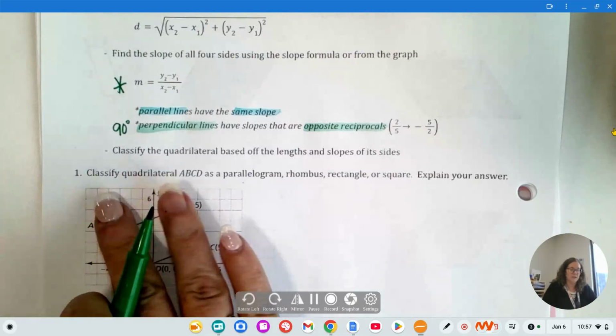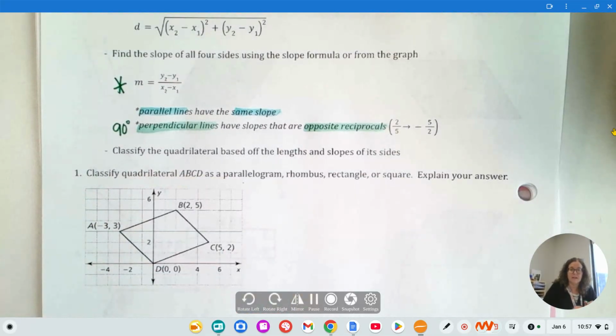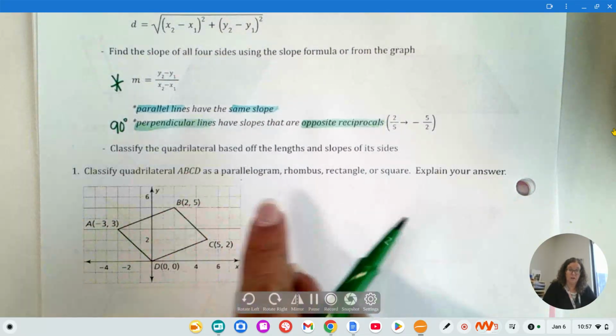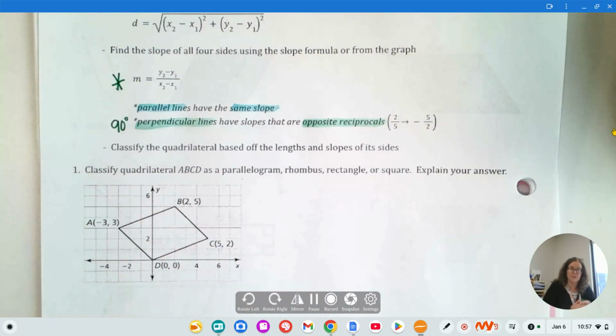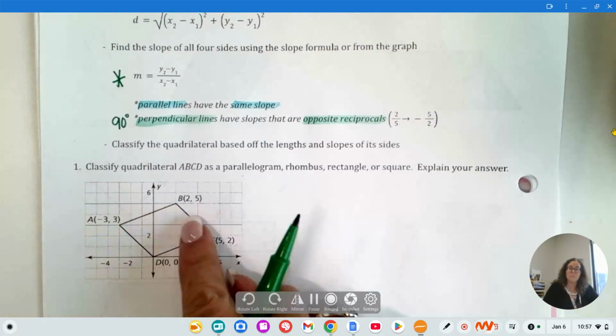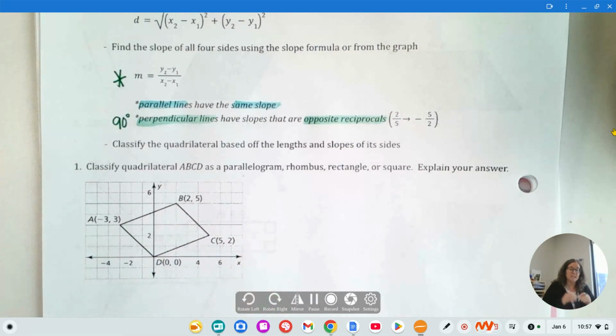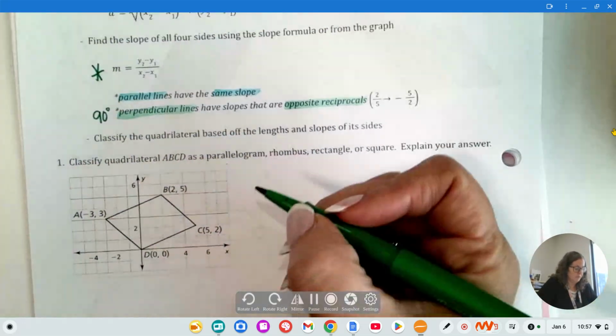Our directions here are: classify the quadrilateral A, B, C, D as a parallelogram, a rhombus, a rectangle, or a square. So there's a couple of things that we need to know. We need to know the lengths of the sides. Are opposite sides equal? Are all four sides equal? That could be a rhombus or a square. And we need to know the slopes of the sides to see, do they make a 90-degree angle? Because that would be a rectangle or a square. So we are going to be doing 4 distance formulas and 4 slope formulas. And there is a shortcut for slope that we will talk about in a minute.